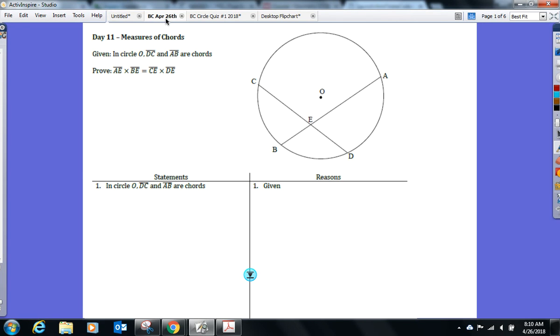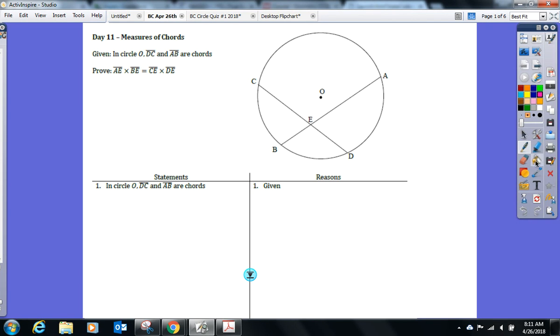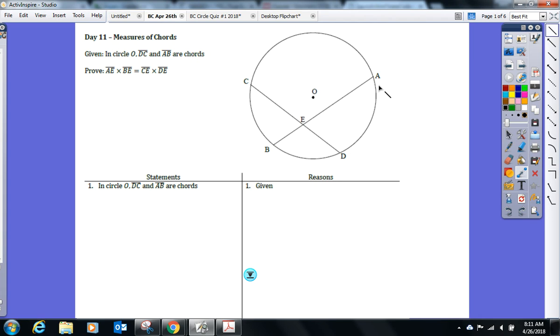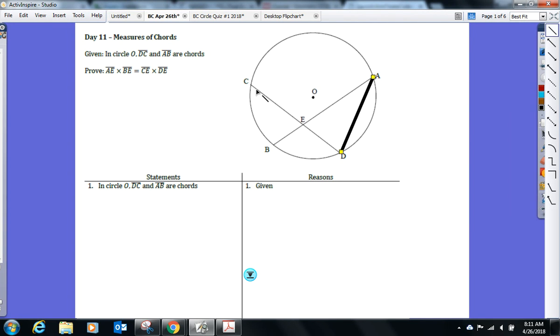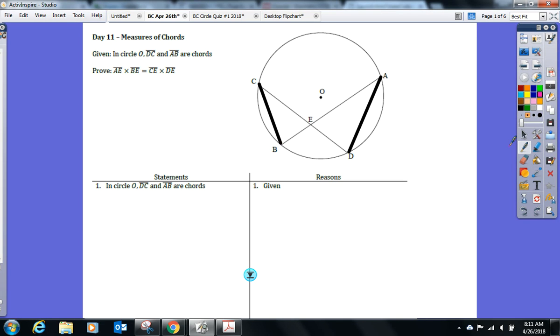So I have AE, I got that. I got BE, I got CE and DE drawn. Let's draw in two other chords that make it into triangles, AD and CB. Let's throw those chords up there. So let's prove them similar.